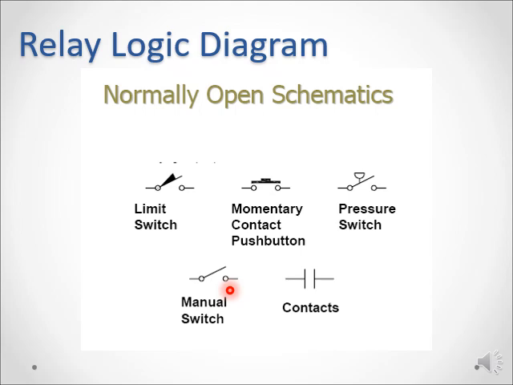So this is what we call momentary contact. It works only for the moment you hold the switch. But maintain contact is like the electric light switch in your home. If you turn it on, unless you give an opposite signal, it will remain on. You also have pressure switches, but mostly you will be using momentary contact and manual switches.